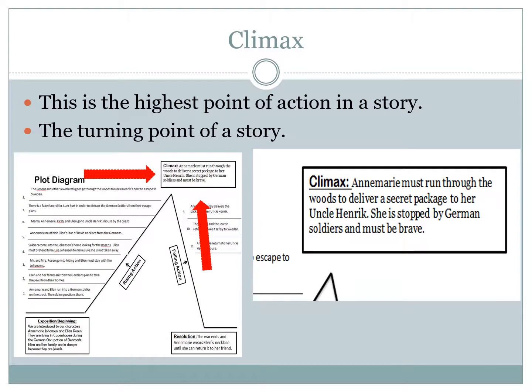The climax of the story is the peak of action in the story. This is when your character comes face to face with their main conflict.